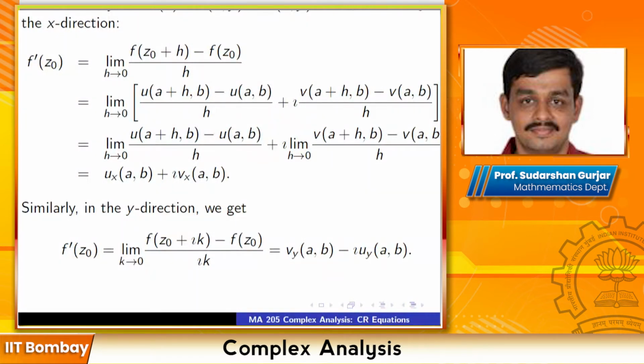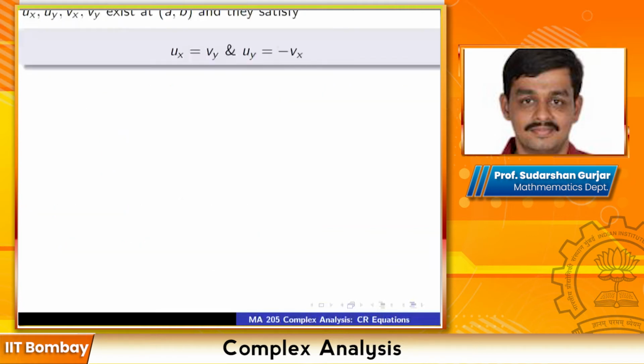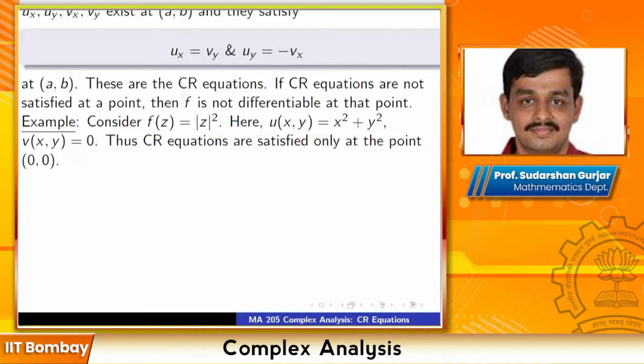equating what we get by taking the limit along the x direction with what we get along the y direction, you get ux equal to vy and you get vx equal to minus uy, right? Just equating the third last line with the last line. So you get ux equal to vy and uy equal to minus vx at (a, b). All this is happening at the point (a, b).